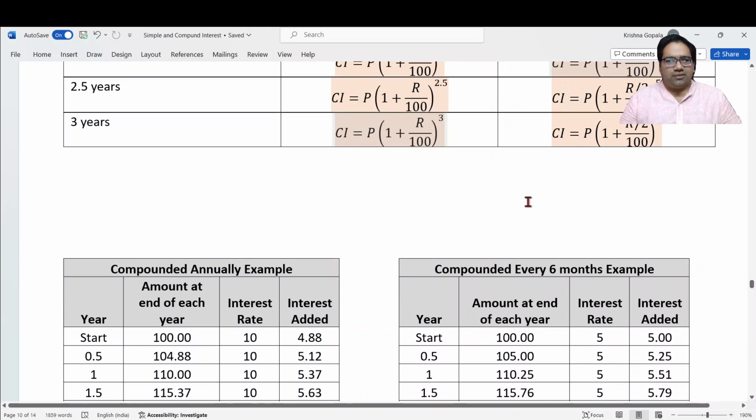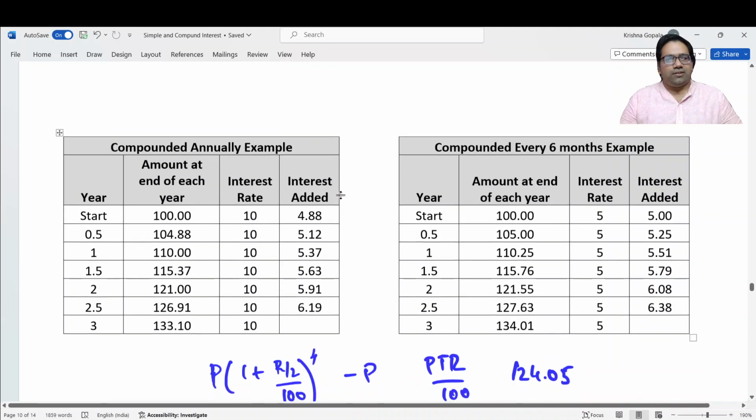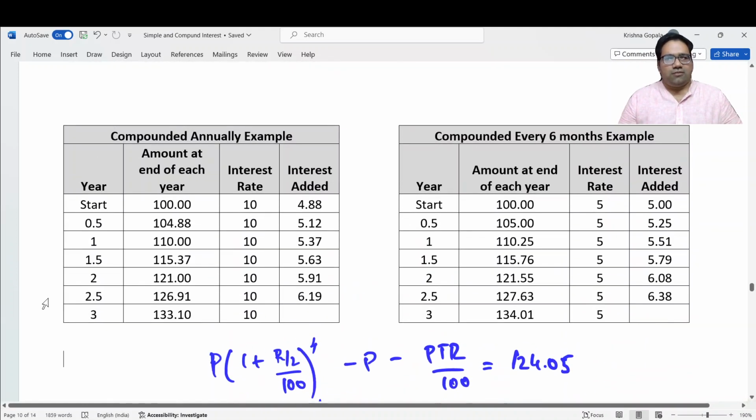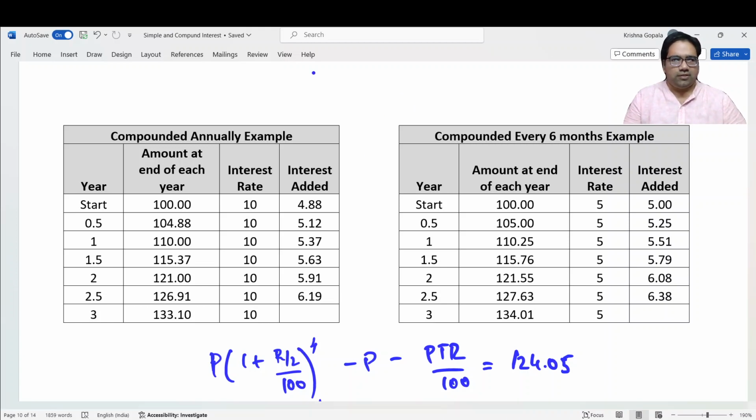Okay. So 1.05 into 1.05 into P. Please note the difference. Let me write it down. This is 1.1 into 100 for 1 year, compounded annually. And this is 1.05 into 1.05 into 100. 1.1 into 100 is this one.